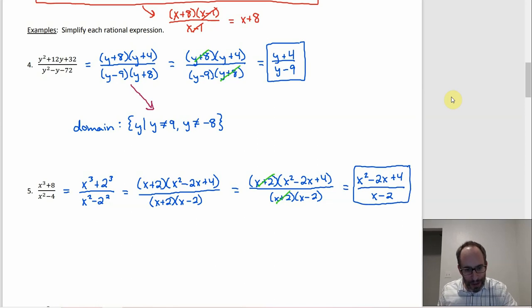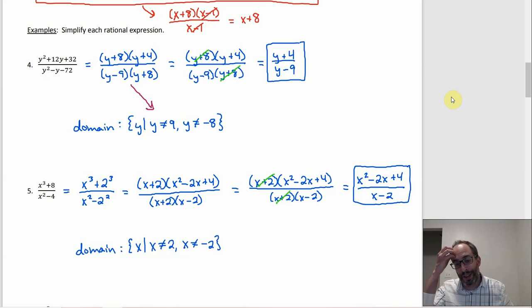And then the domain, it would be the set of all x such that x is not equal to 2, but also x is not equal to negative 2. Right? So the negative 2 is the one that got canceled out because that comes from the x plus 2. But again, even though we canceled it out, it's still a domain restriction.